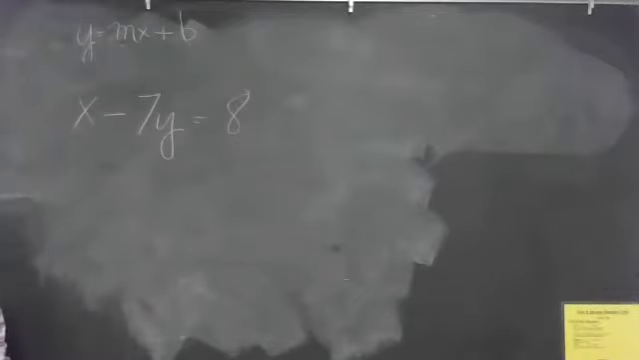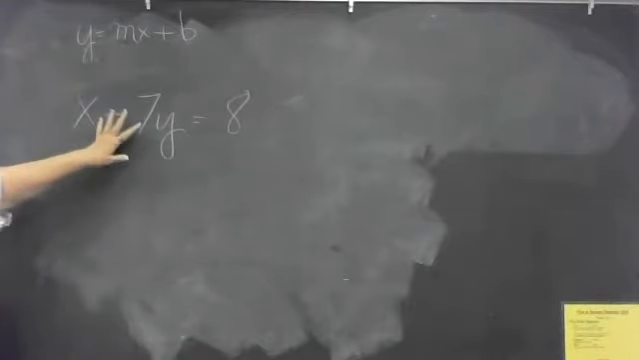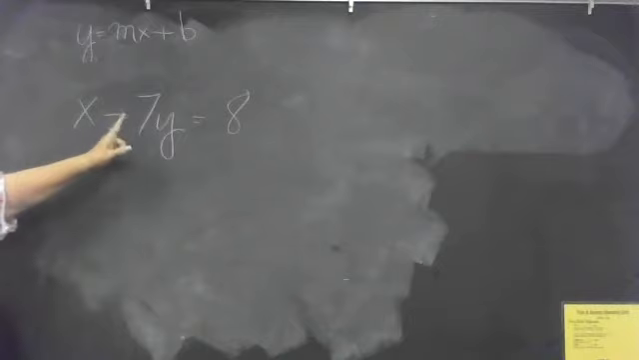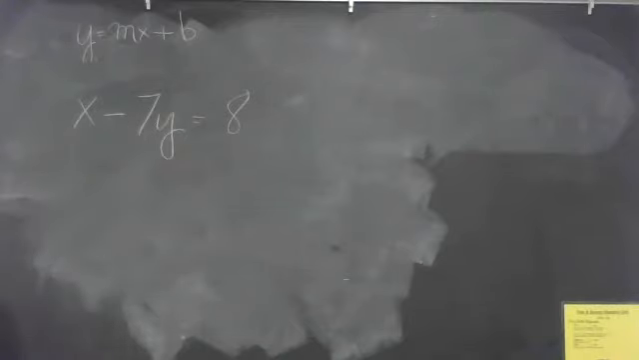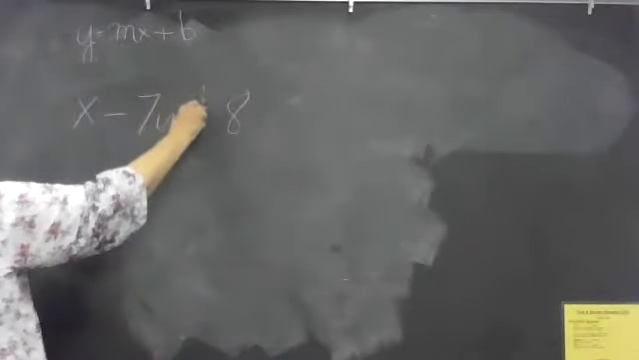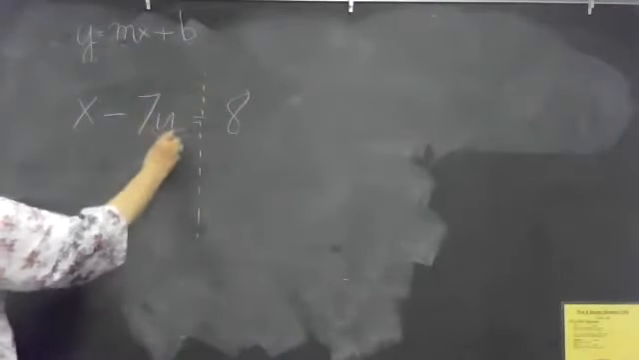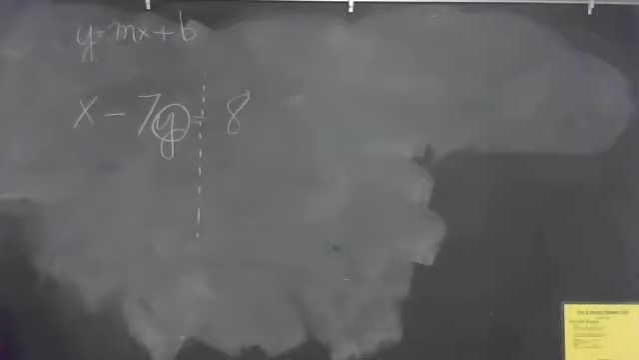Okay. This is the equation of a line, and it will make a straight line if you graph it. It's easier to graph if it's solved for y. So we're going to practice over and over again. Line down through the equal sign, y by itself. So what do we need to get rid of first?